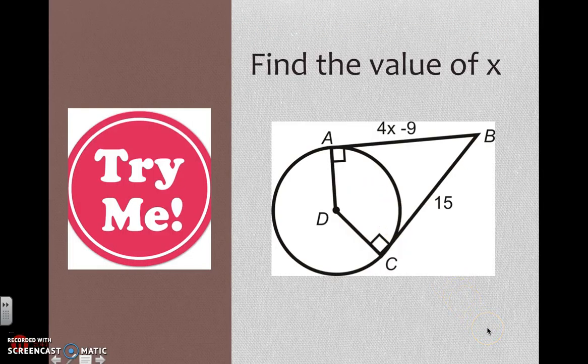Okay, so here's a try it. I want you to try to find the value of x on this diagram. And I'm going to just be quiet for a second so that you can copy it down or do it real quick in your head maybe, and then a question will pop up on the screen so that you can answer it.